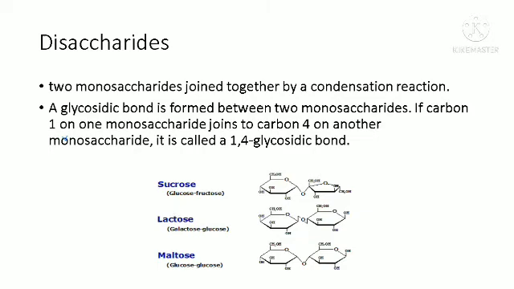Lactose is made from galactose and glucose, and this is simply milk sugar. It is present in milk of mammals. The glycosidic linkage here is a beta 1,4 glycosidic linkage. Maltose is made from two glucose monosaccharides, and the glycosidic linkage here is an alpha 1,4 glycosidic linkage. This is simply known as malt sugar, commonly used as a sweetener in beverages.